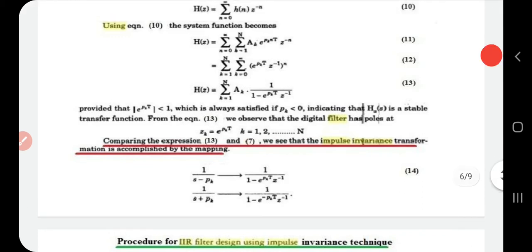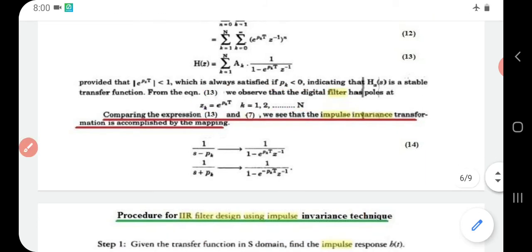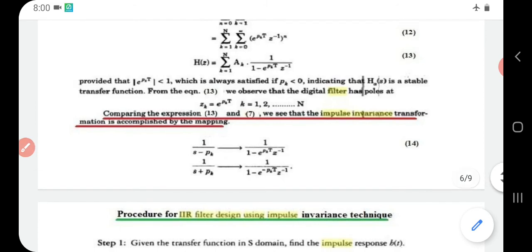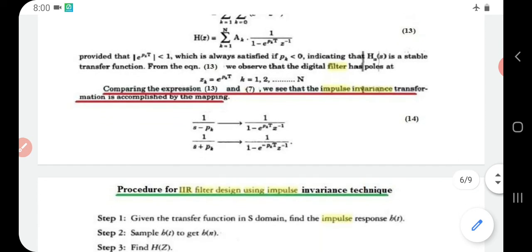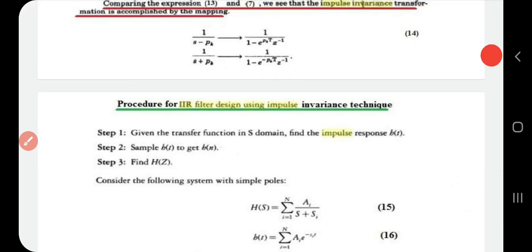Now from the last equation we observe that the digital filter will have poles at these values. Here we are finding the region where the poles of the digital filter can be seen. Now by comparing expressions 13 and 17, we see that the impulse invariance transformation is accomplished by the mapping. That is, we are just mapping from the S plane to the Z plane. This is the S plane, this is the Z plane. This is how the mapping looks. Now there is a slight procedure for designing an IIR filter using the impulse invariance technique.